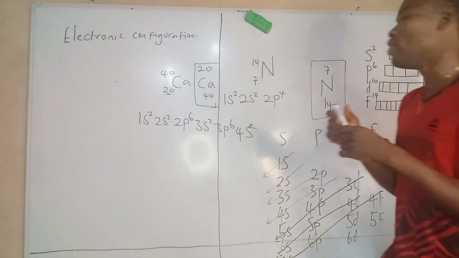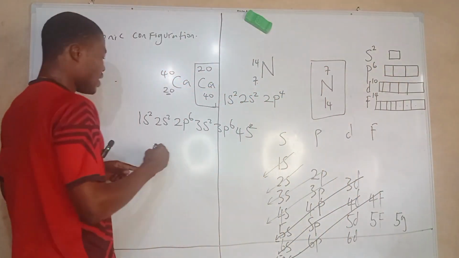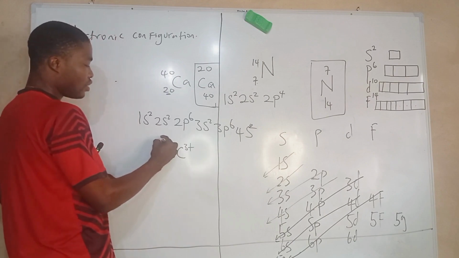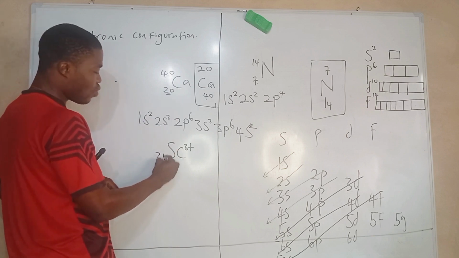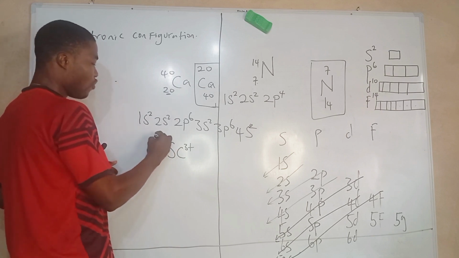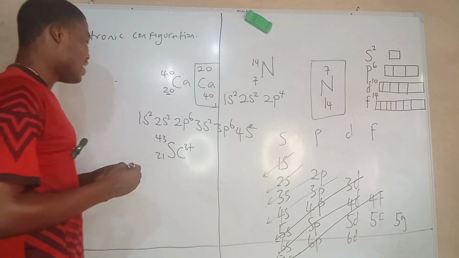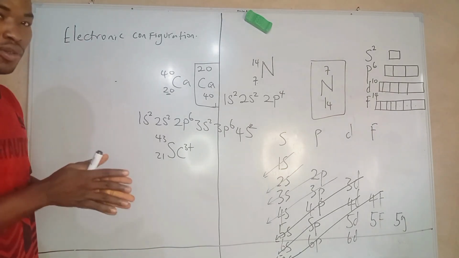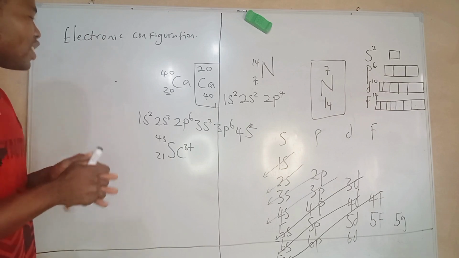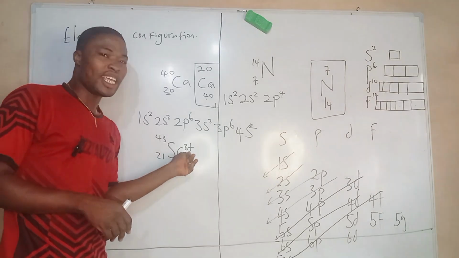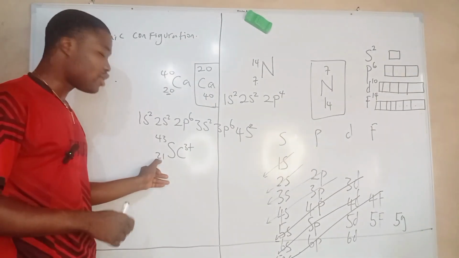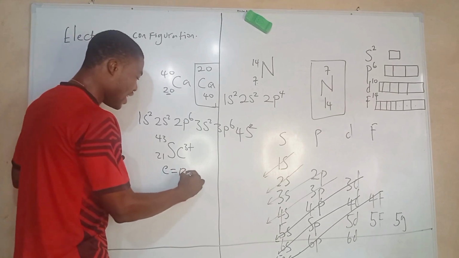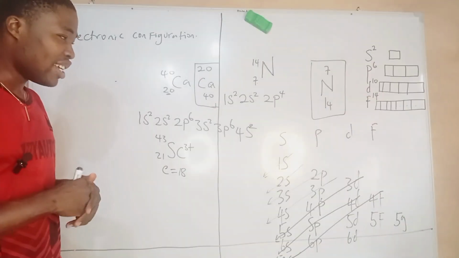So let's take Sc3+, where we have 21 and 43. Sc3+, 21, 43. This is the scandium ion. 3 plus means it has lost 3 electrons. It has 21 electrons initially, but it has lost 3. So the total number of electrons here is going to be 18. So we are about to fill 18 electrons.